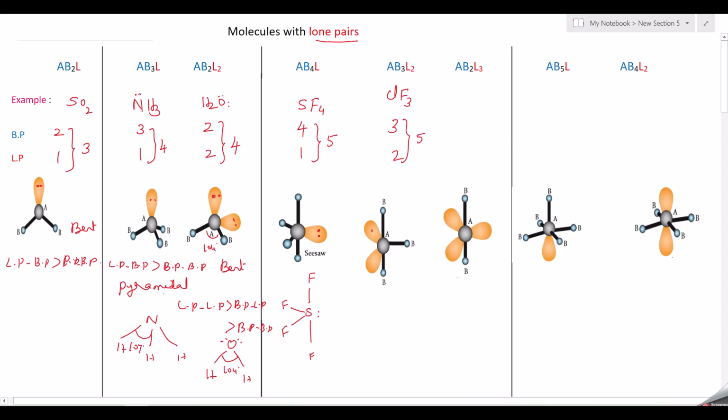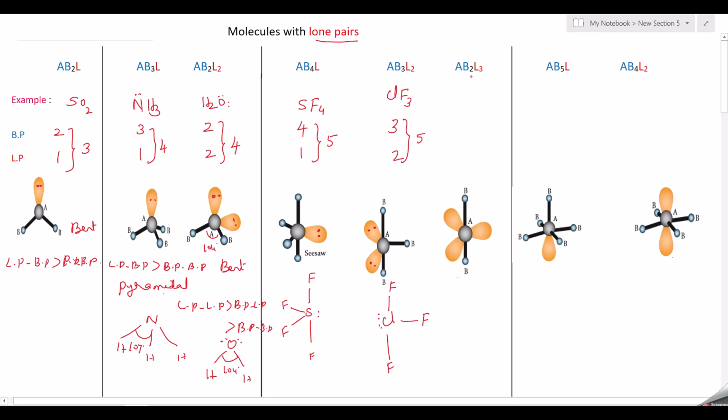But here, due to the presence of these lone pairs, the lone pair-lone pair interaction is greater than the lone pair-bond pair repulsion. Therefore, the structure is highly distorted and you are getting a T shape, like this. You take chlorine at the center and you have fluorine here, another fluorine here, and one fluorine here. So, due to the presence of these two lone pairs, you are getting only a T shape.